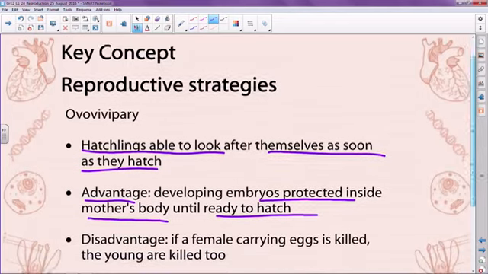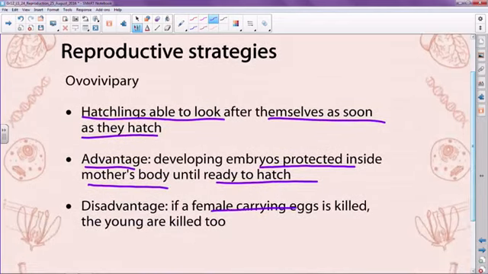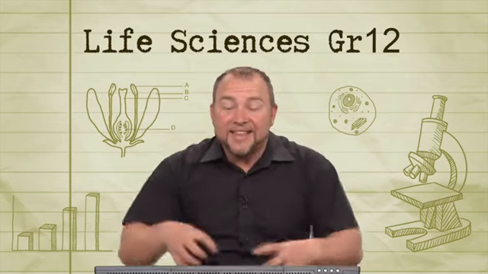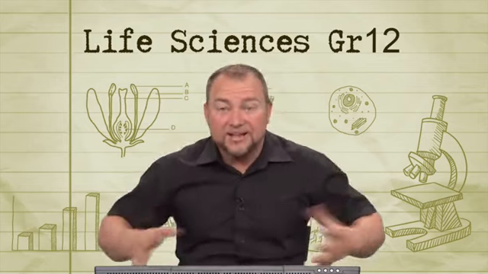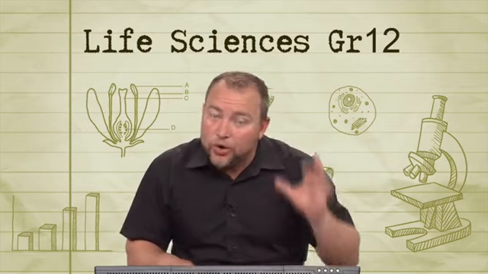Okay, the disadvantages: if the female carrying the eggs is killed, the young are killed too. So if the mother that's carrying those eggs dies, every single egg inside her also dies, which is a bit of a problem, do you not think? Where if they were outside and only one gets stolen, well, so be it. But if this mother dies, they all die. Okay, and that is ovoviviparous, the O for egg.